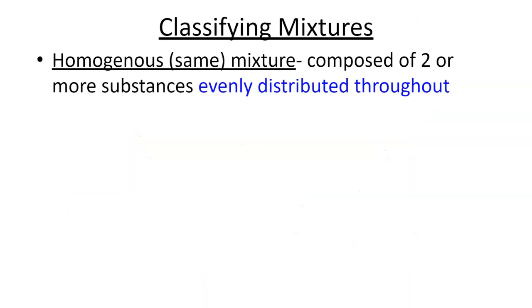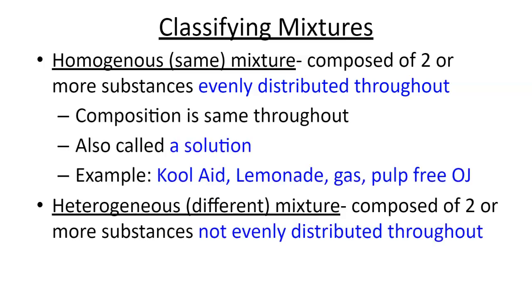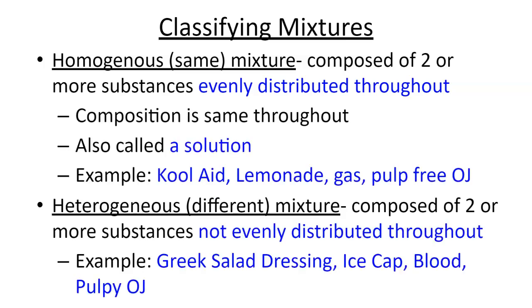We can also classify mixtures as being homogeneous or heterogeneous, right? A mixture where everything's evenly distributed is also called a solution, or a homogeneous mixture. And this is something like Kool-Aid or lemonade or gas or pulp-free orange juice. The sample at the top of the Kool-Aid is the same as the bottom of the Kool-Aid, or there's no layers.